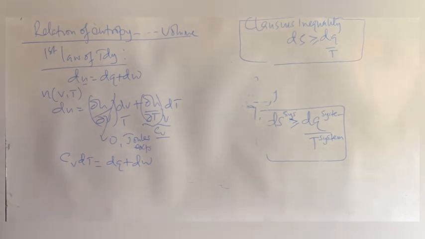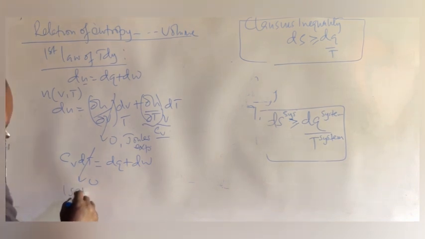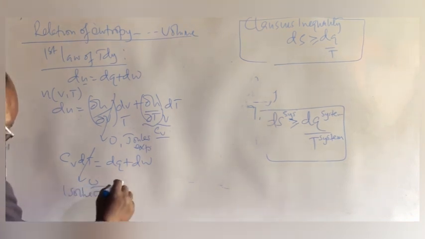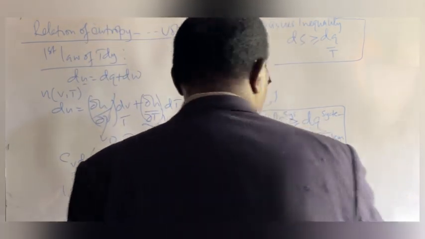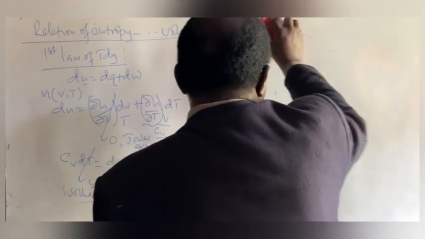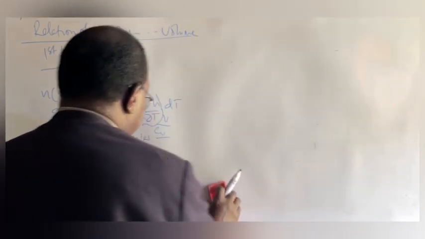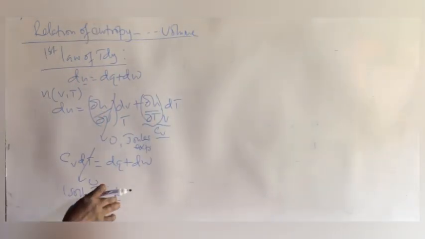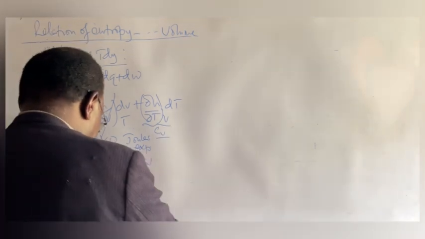Now, if the process is isothermal, then that dT will be 0. That is constant temperature, then that quantity there will be 0. So what becomes of our expression now that we have a perfect system and isothermal conditions? Then it means that dQ is equal to minus dW.